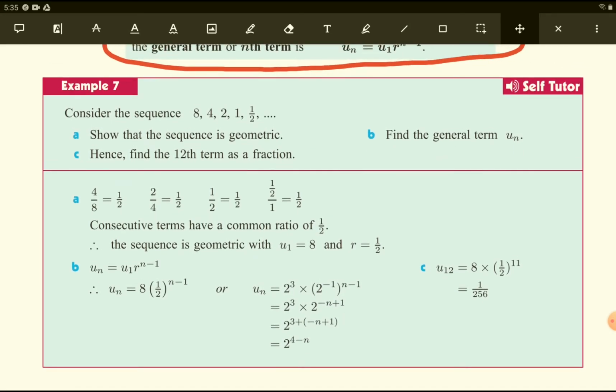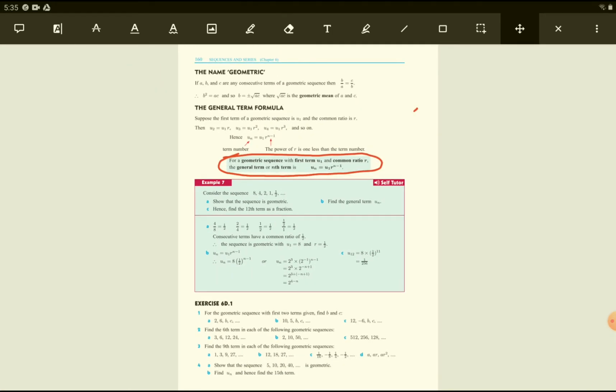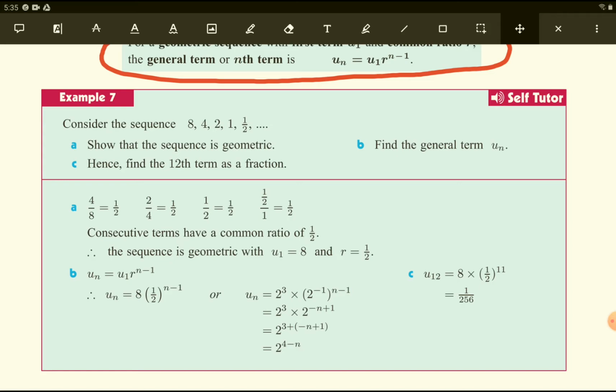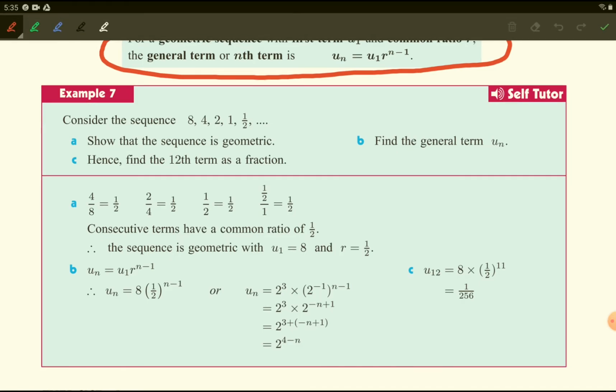I want you to go ahead and copy this example. So make sure you literally have everything. Just take a minute, pause the video, write it down, the questions and the answers. So let's talk about it. I'm assuming you've written it down. So let's read it and solve it together.